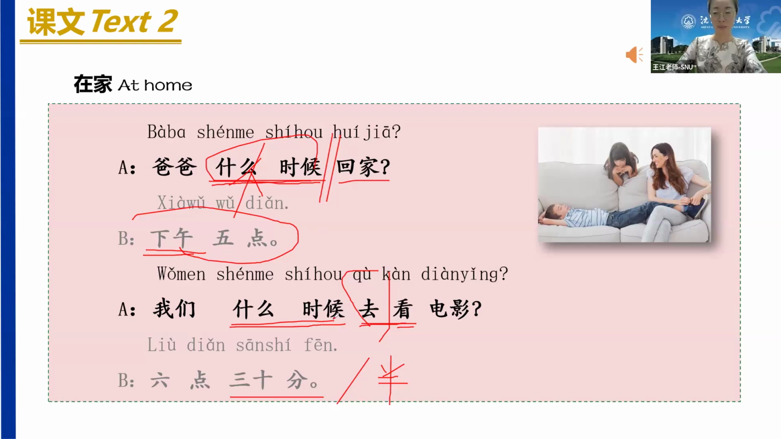我们什么时候去看电影？什么时候 What time? What time shall we go to watch the movie? And the time is 6:30. You just need to put your answer to take the place of 什么时候。我们6:30去看电影。But when you answer the question, you just need to say the time word 6:30. But the whole sentence should be 我们6:30去看电影。We'll go to watch the movie at 6 o'clock and 30 minutes.